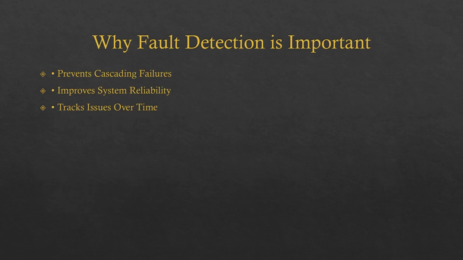Effective fault detection helps prevent cascading failures, where one service failure leads to a domino effect across the system. It also improves overall system reliability by providing early warnings for potential issues. Moreover, continuous monitoring tracks performance trends, allowing for proactive maintenance and scaling.